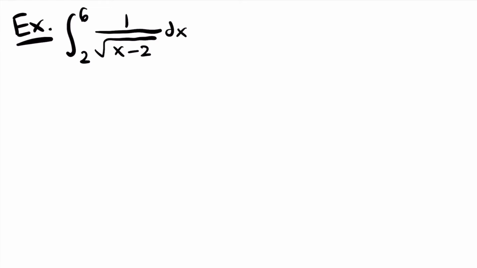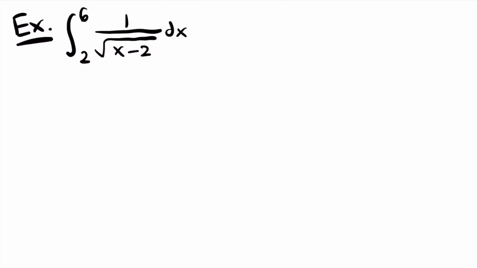Specifically, take a look at this lower bound. If you plug 2 into this function here, we have 1 divided by the square root of 2 minus 2, and that's equal to 0, and so you have the square root of 0, which is equal to 0, in the denominator. So you have 1 divided by 0, which is an undefined value, and so this function is not defined at x equals 2. And so integrating it from 2 to 6 makes this an improper integral.